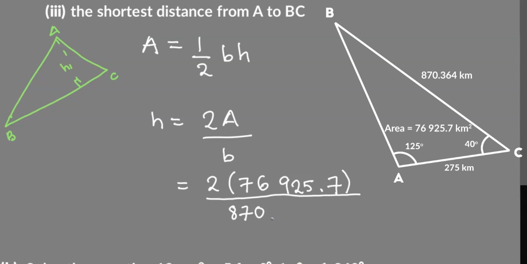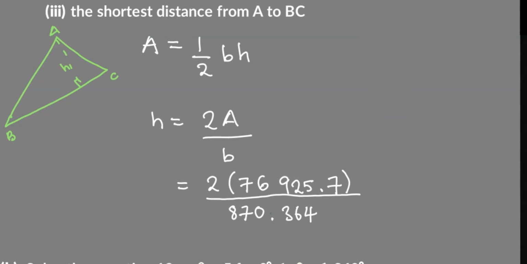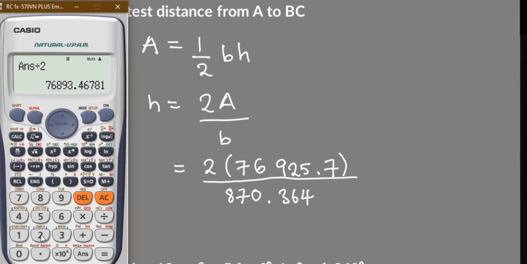We can use 870.364. Notice I'm using the values that are not rounded off that I found. Then I punch this into a calculator and find the value, and I am going to have the shortest distance from A to BC. Okay, this time I'm not going to use any values on my calculator. That one was for what I was trying to explain. So I'm just going to get the ones here, 76925.7, hit equals, get that value, then divide it by 870.364.